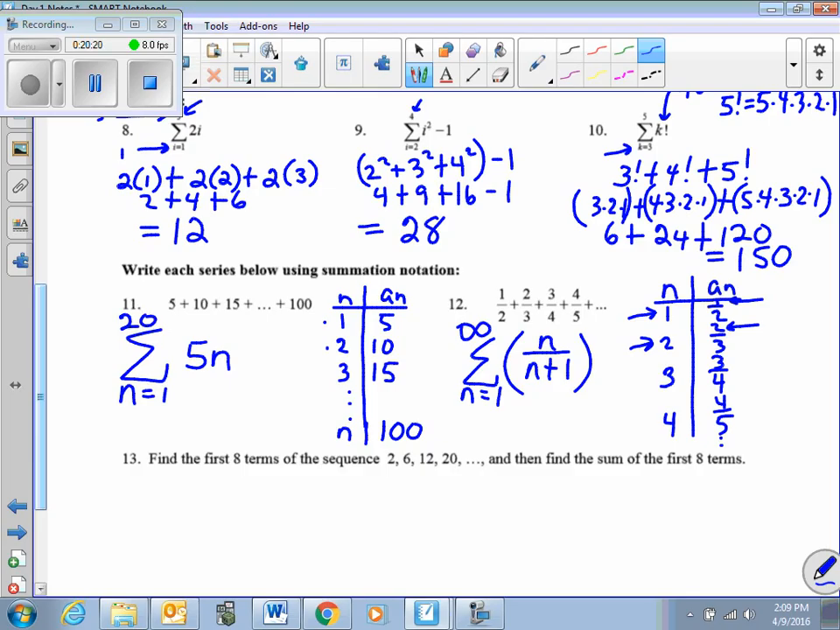This one here, number 11, what we say this is, if it has a last term, it's finite. But number 12 is infinite because there is no last term.